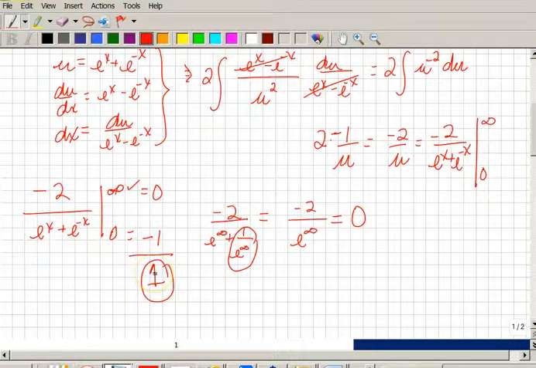So since the integral has a value of 1, it does converge, and that is the answer. And this one is done.